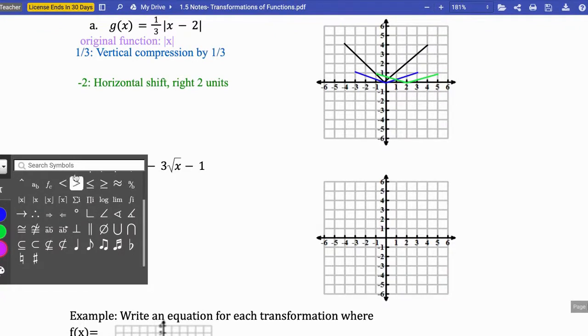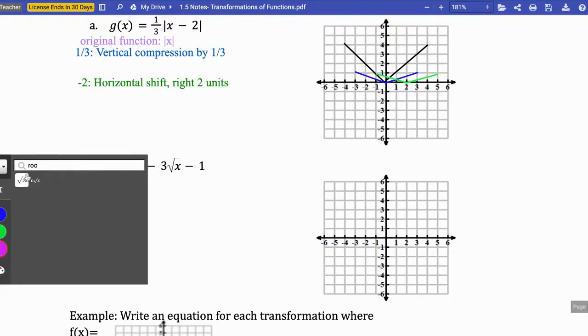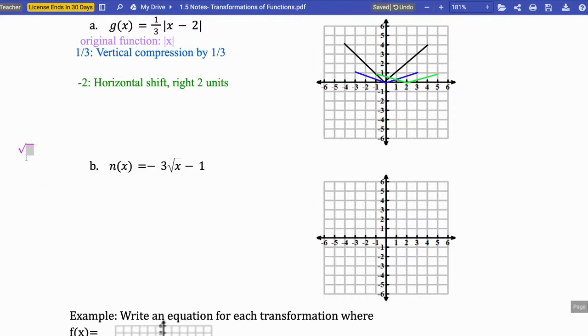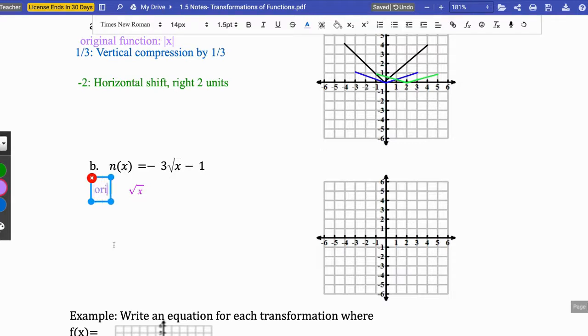I know it's not. Should be square root. Let's see if this actually works. Sometimes it doesn't. There we go. All right. So the original function is square root of x. I hate having these multiples, so original.